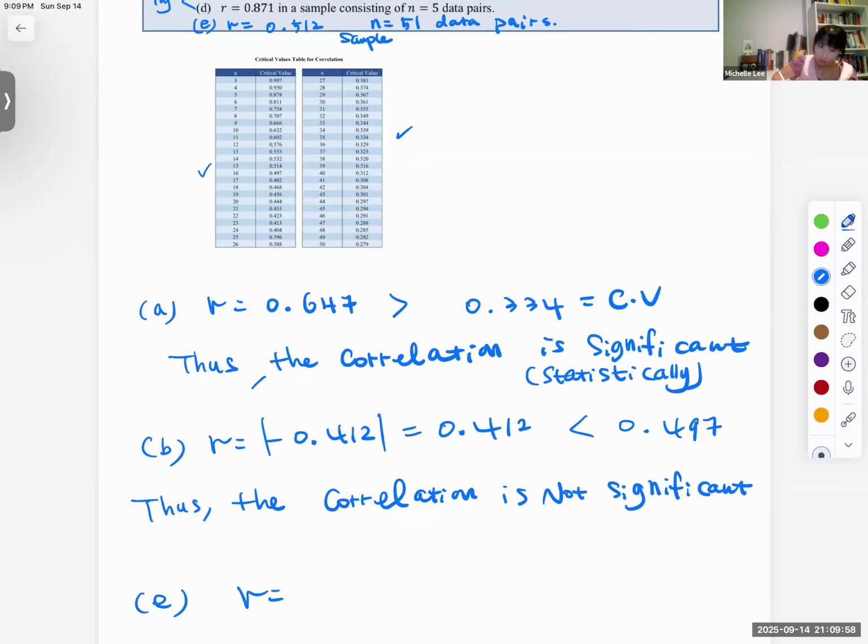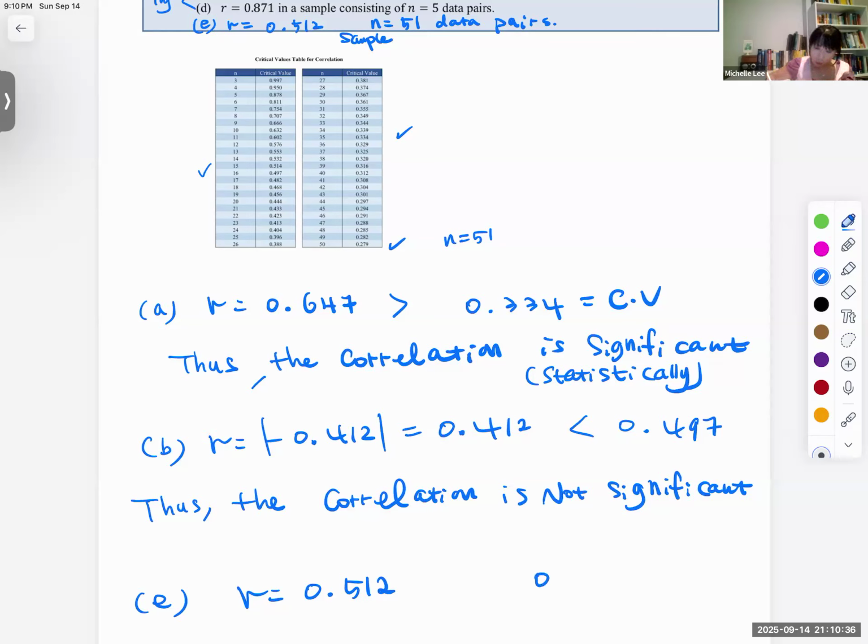So R equal to 0.512 is positive, so we don't have to take the absolute value, right? And then, n equal to 51. Look, we have only the 50. 50 is the last one. For n equal to 51, then we are using this one, n equal to 50. Make sense? So when sample size is more than 50, we are using just n equal to 50, just pretend. Make sense?